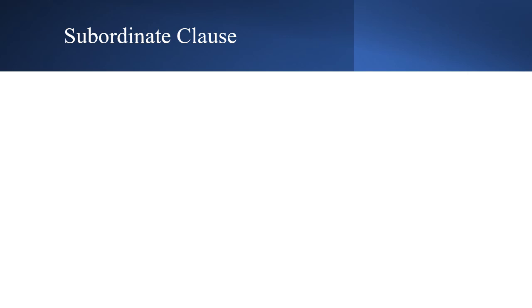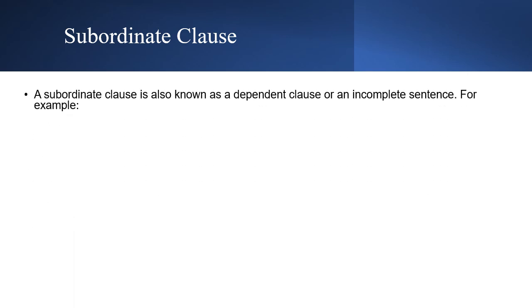On the other hand, a subordinate clause is also known as a dependent clause, or an incomplete sentence. I think the incomplete one is the best definition. You can keep this in your mind: in English, when you write a sentence, some portions are complete and some portions are incomplete. The ones that are incomplete are basically subordinate clauses.